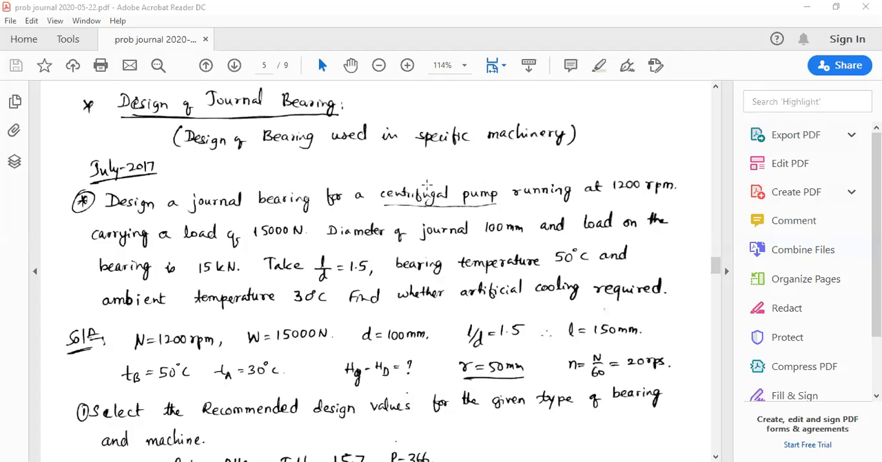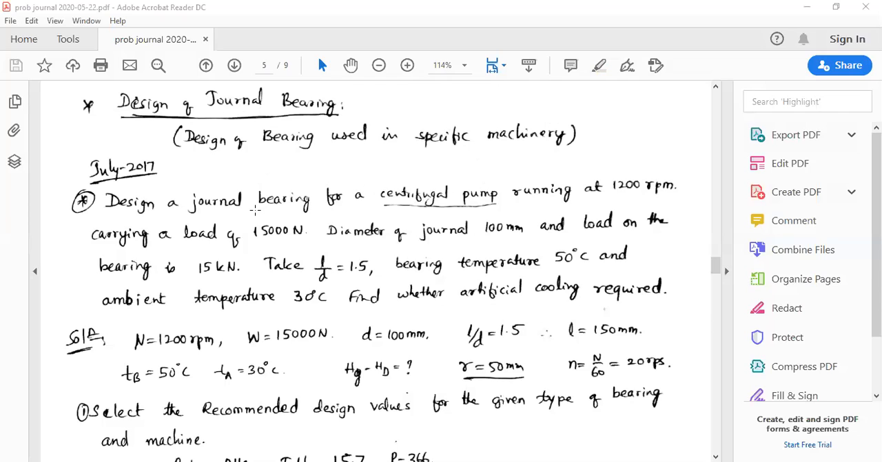Hello, dear students. In today's session, we will discuss the design of journal bearing. The general design procedure is already discussed in the previous session. Now, let us take an example of bearing design, that is journal bearing design used in a specific machine.